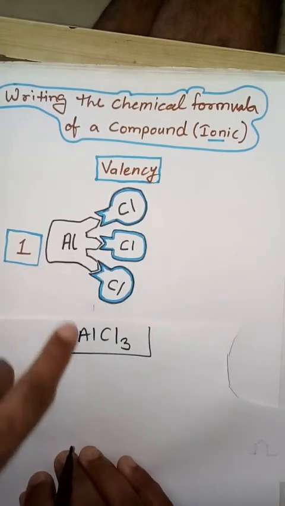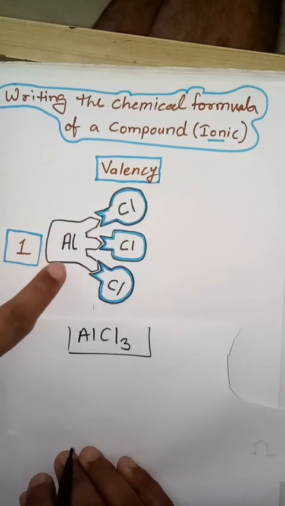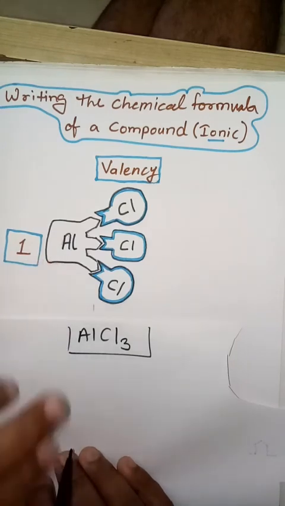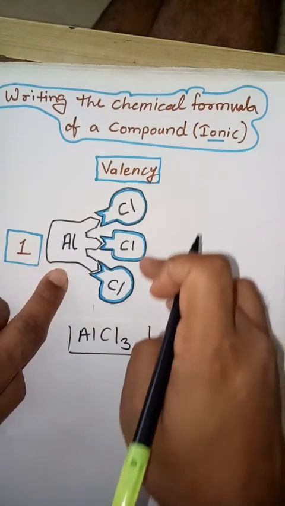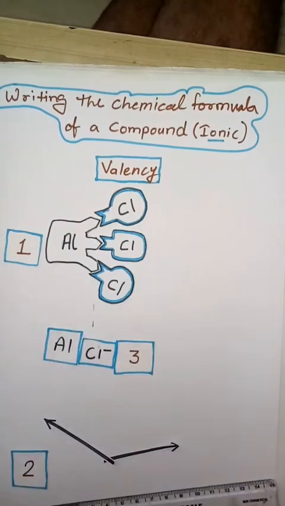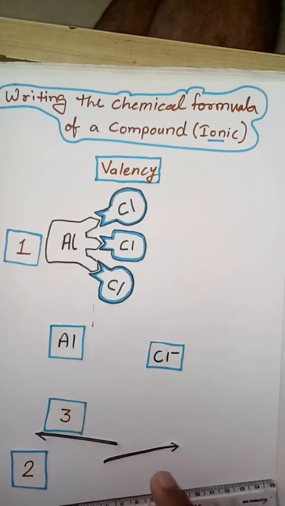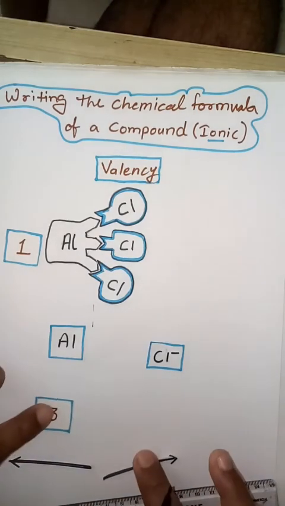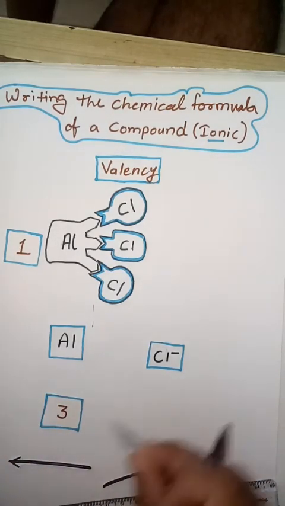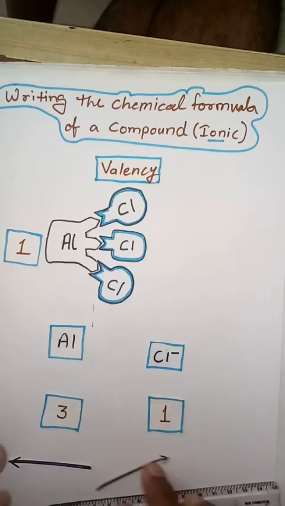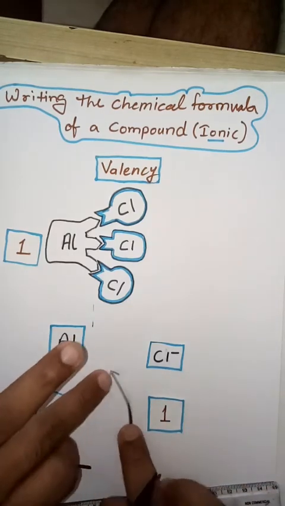So aluminium is 1 time and chlorine 3 times, because aluminium has valency 3, and that valency of 3 is transferred to the chlorine with the crisscross method. Let me show you how it happens. Aluminium's valency is 3 and chlorine's is 1, and then what happens is you have to do it cross way.